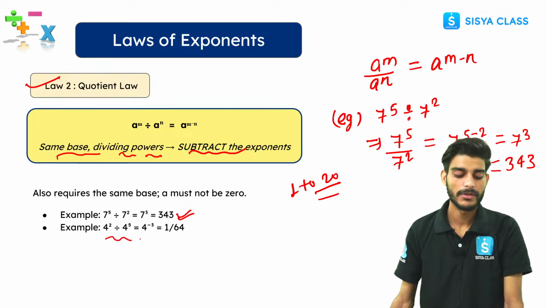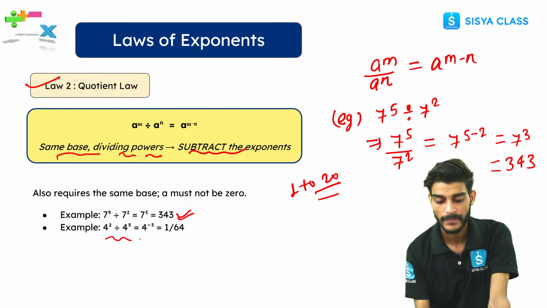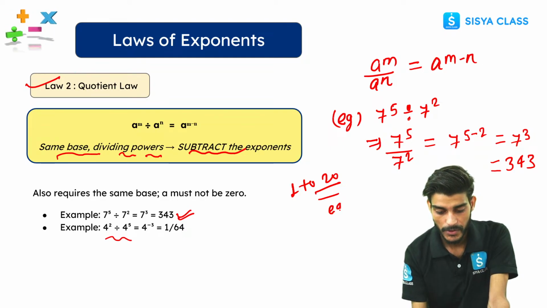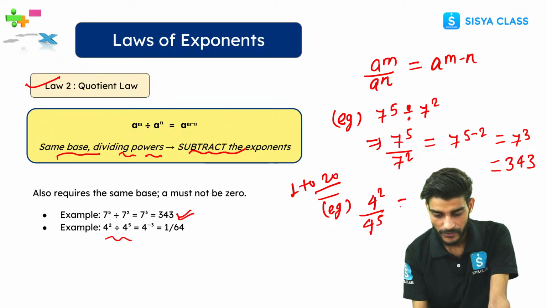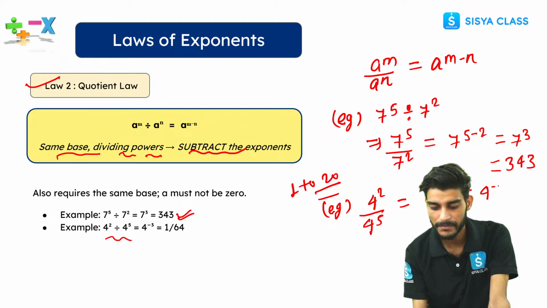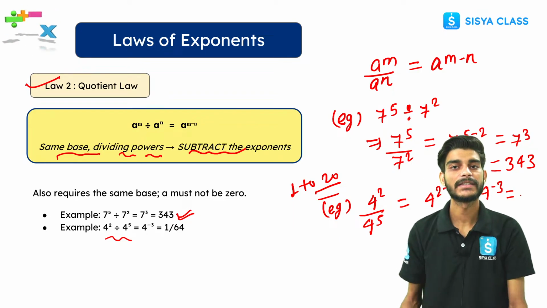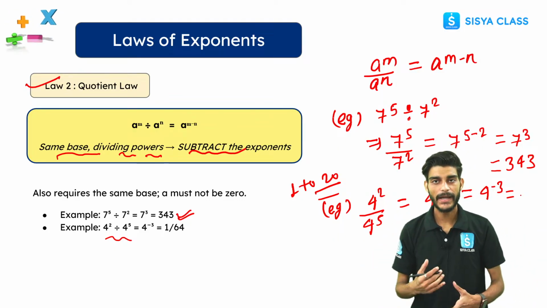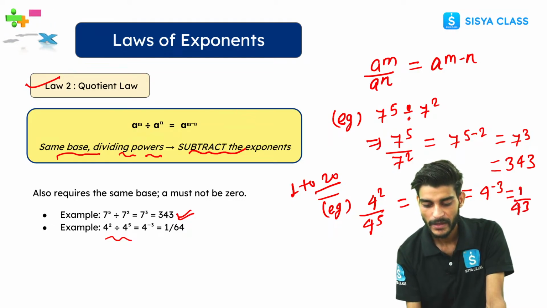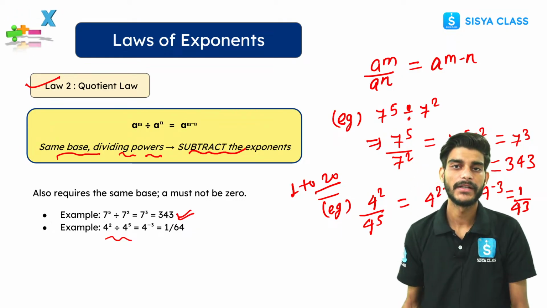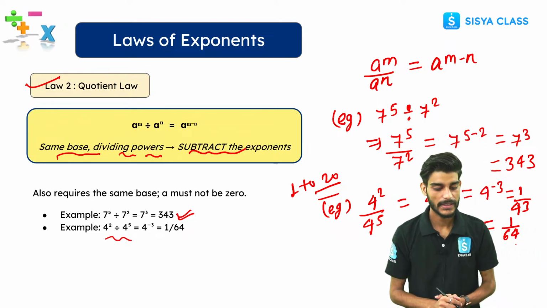Next example is 4 raised to the power 2 divided by 4 raised to the power 5. Here if you observe, we have to use two laws, right? 4 raised to the power 2 minus 5. So 2 minus 5 is a negative number, right? That is 4 raised to the power minus 3. Now if I want to make it positive, what will I do? I'll take the reciprocal, right? So 1 upon 4 raised to the power 3. What is 4 cube? 4 cube is 64. Simple. So 1 upon 64 is the answer for this example.